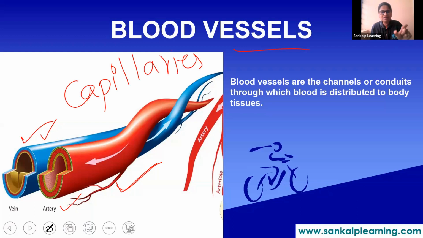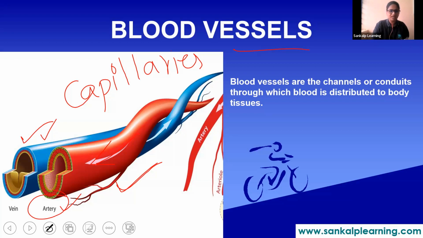So these arteries are there, no? As you can see, the arrow mark is this side, right? So what will these arteries do? These will carry the blood from the heart to all parts of the body, to the upper part of the body as well as to the lower part of the body. Such blood vessels which carry the blood from the heart to all parts of the body are called arteries.